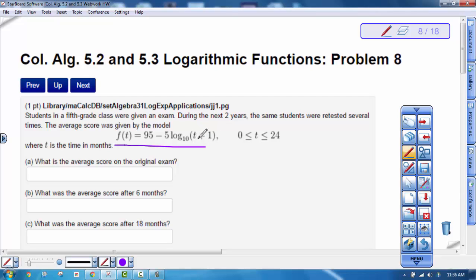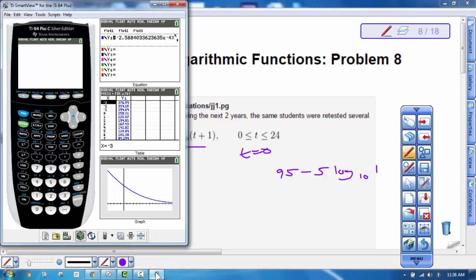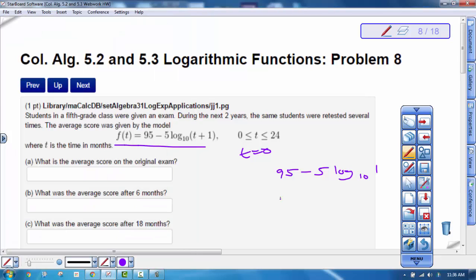So the first question asks, what's the average score of the original exam? The original exam would be T equals 0. So when you plug in T equals 0, you get 95 minus 5 log base 10 of 1. And that's something you can do in your calculator. Just pull up your calculator and do 95 minus 5 times log, common log base 10 of 1. And that gives us 95. So in the original score, the average score is 95.